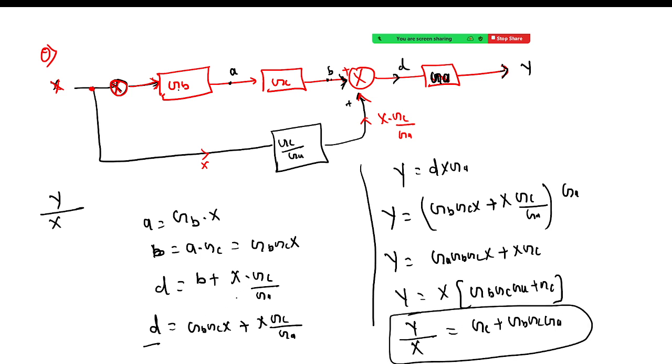Is it clear? Tell me. Anyone any doubt? This is what we are supposed to calculate, right? So your Y is your output and your X is your input. I hope this is clear to all of us. Anyone has any doubt, please ask me right now.